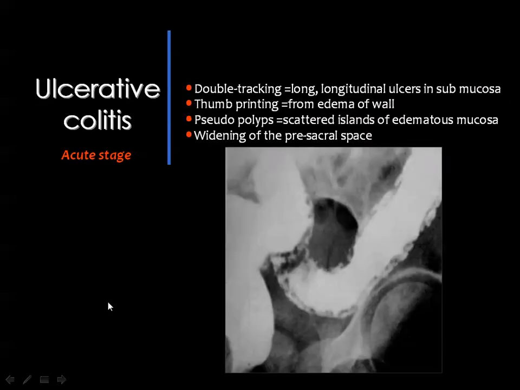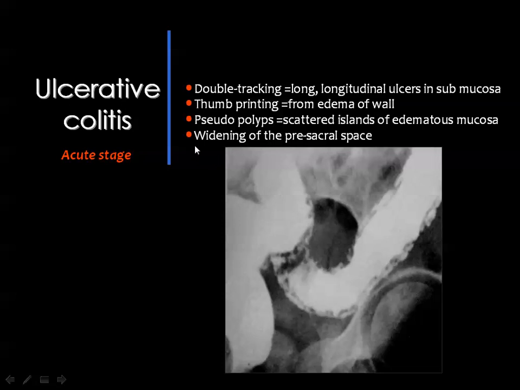Also, one of the famous findings in the acute phase is the presence of what's known as double tracking, where the ulcers are protruding beyond the colonic wall, and you get as if you have two walls of the affected segment of the colon. Thumbprinting is not a common appearance in cases of ulcerative colitis, but pseudopolyps are commonly seen, like in cases of Crohn's disease as well.